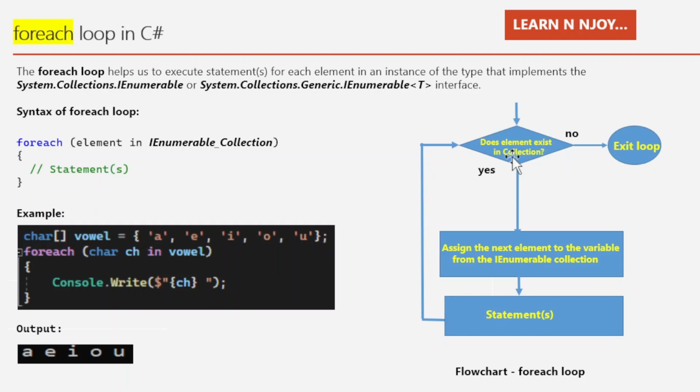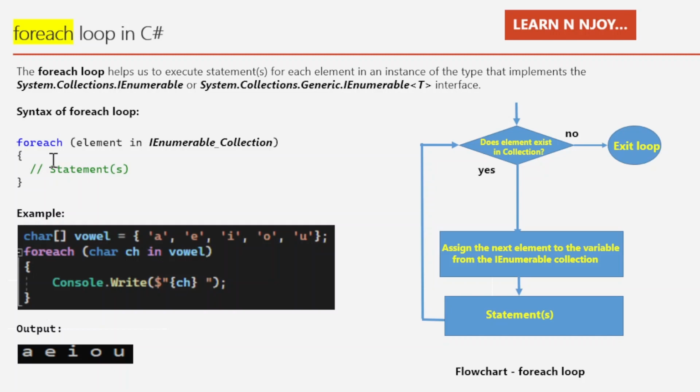So here control comes and it verifies, does an element exist in the collection? Yes. Then it assigns the element from the IEnumerable collection to the variable and enters into the loop. Then it executes the statements written inside the loop body. And again, it reaches the condition section and verifies, is there any next element available? If it exists, then it assigns the next element from the collection to the variable, enters the loop, and executes the statements, and so on. If the condition check determines that there is no next element in the collection, then it just exits the loop. So that's how the foreach loop works.